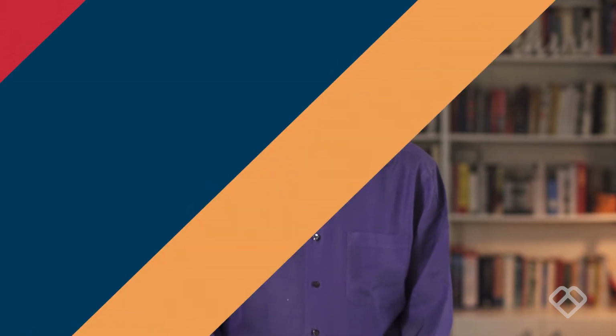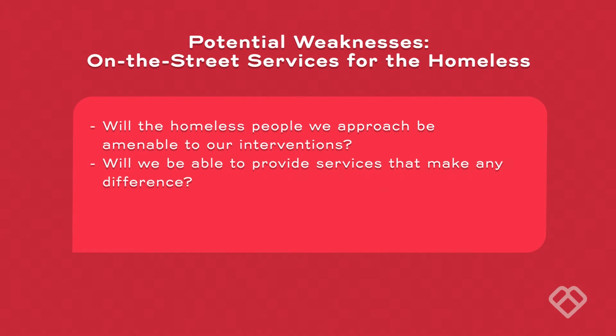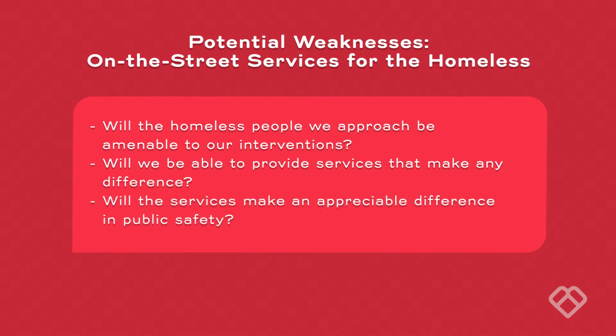So what might go wrong with a logic model? Let me put it in terms of questions we should ask about it. Will the homeless people we approach be amenable to intervention? Will we be able to provide services that make any difference in the lives of homeless people? And will whatever we do in terms of the lives of the homeless people result in protecting the safety and security of residents of the neighborhood?